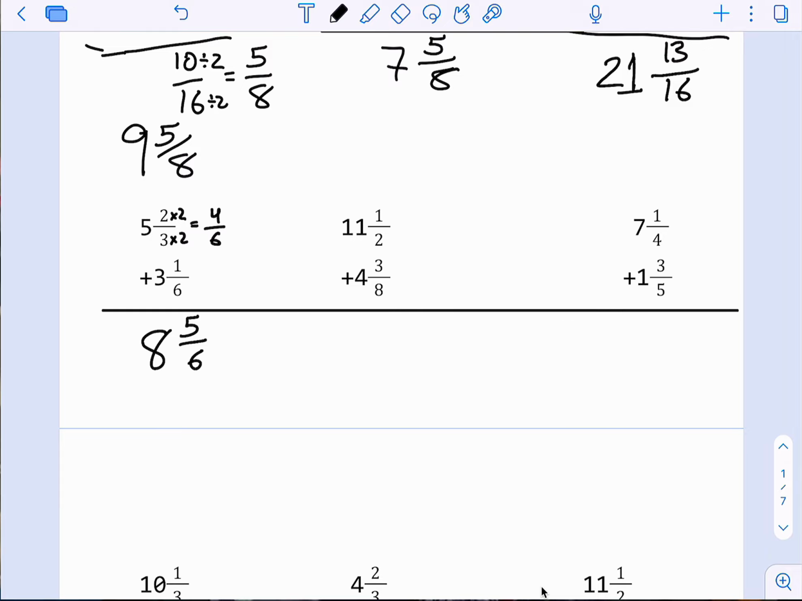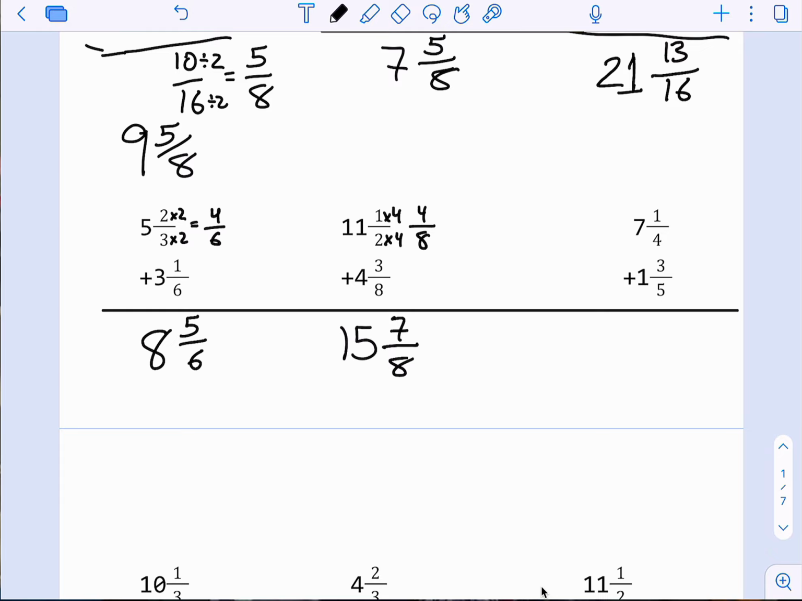All right, I've got a half and 3/8. 8 is a multiple of 2, so we're going to take this one up to 8s as well. Times 4 gives me 4 over 8. 4 over 8 plus 3 over 8 equals 7 over 8. 11 plus 4 is 15.